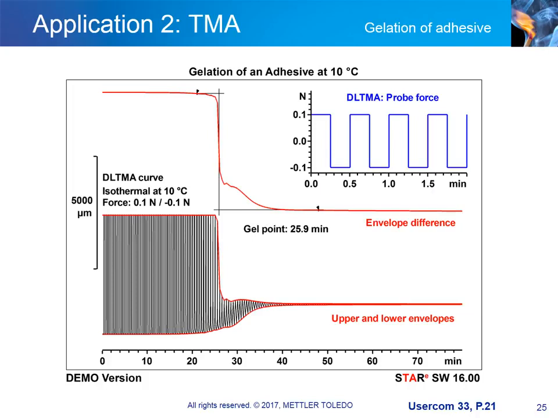The time at which the displacement amplitude starts to decrease corresponds to the gel point, or pot or gelation time. In the example, the gelation time at 10 degrees Celsius is about 26 minutes.